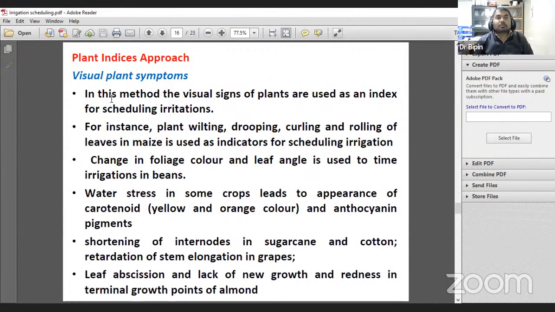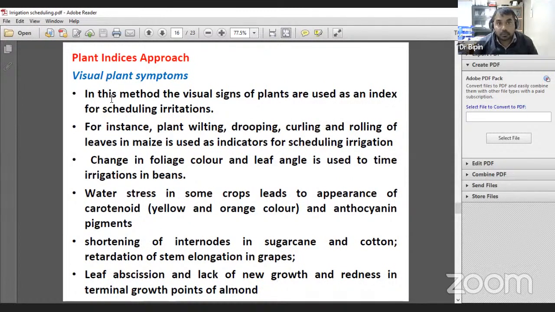Now we will discuss the plant indices approaches. Some of the visual symptoms you can see, and through that you can judge when to irrigate, because plants already communicate with you how they are doing in your field, through different indicators. Sometimes it will increase the foliage, sometimes it will increase the shoot length, sometimes it will fold the leaf. So those are some of the visual symptoms.